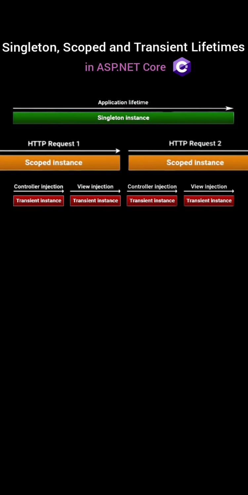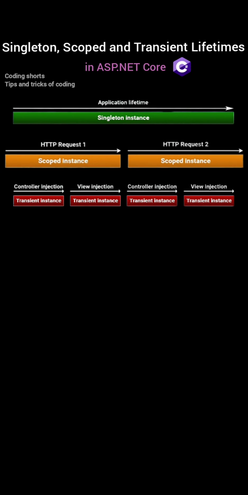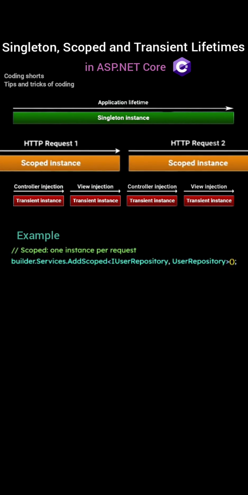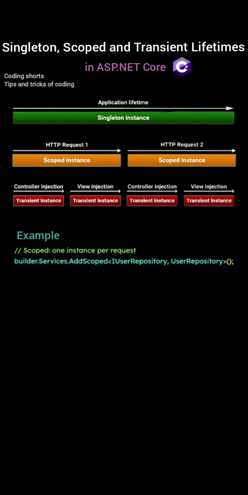2. Scoped. A single instance is created per HTTP request. Best for services that handle data within a request's context. Example, repositories or unit of work patterns.